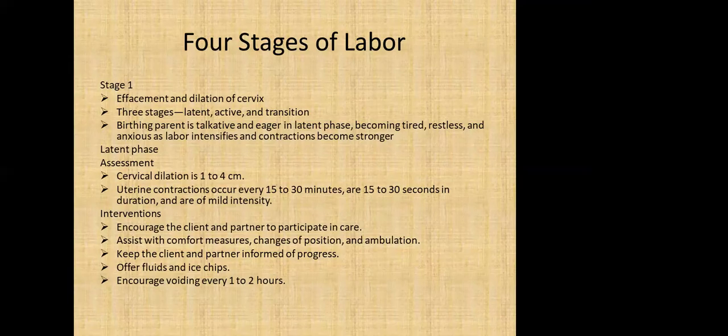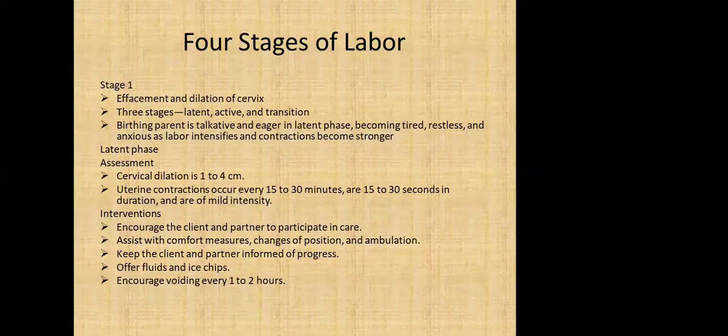So if someone is in active phase and the person is contracting every 30 minutes, is it normal? Is it abnormal? Do you need to report? If someone is contracting every 60 seconds in transition, is it normal? Is it expected? Those are what we are to start with today.